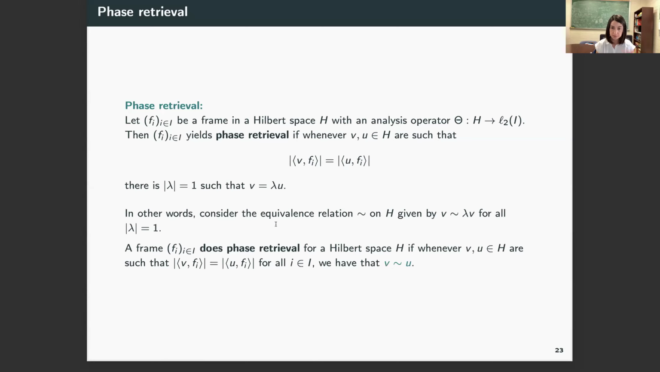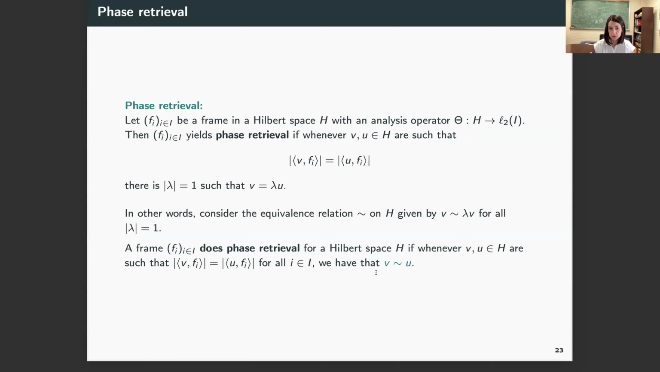Another way to say the same thing is that if you're considering the equivalence relation on H, given by V is equivalent to lambda V, a frame does phase retrieval for a Hilbert space if, for any two vectors V and U, whenever I have this satisfied, then I can say V is equivalent to U. So this is another way to say that a frame does phase retrieval. I'm looking at this equivalence relation.